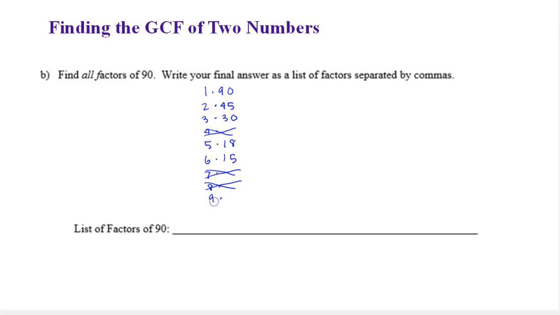And we know 9 times 10 equals 90. And again, I know I'm done here because if I went to 10, I just start getting repeated factors. So our list of factors is 1, 2, 3, 5, 6, 9, 10, 15, 18, 30, 45, and 90. It's a lot of factors.